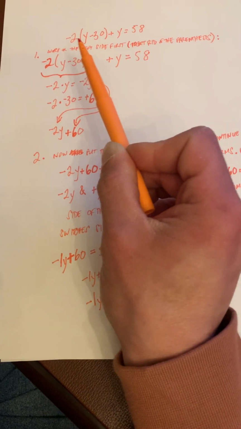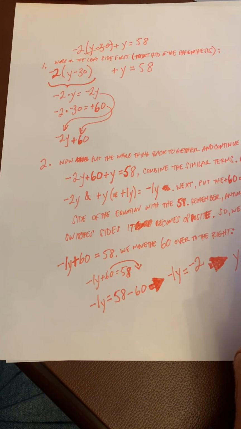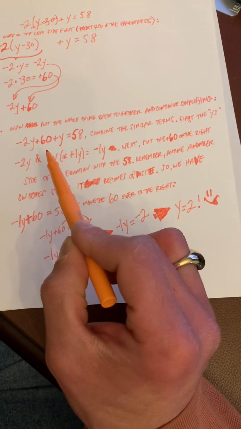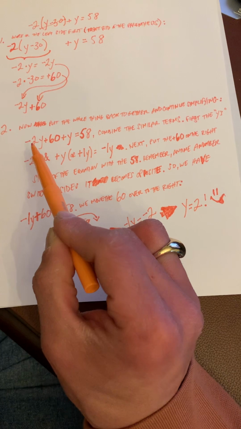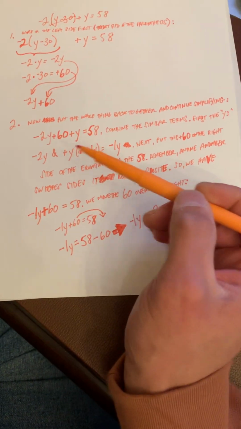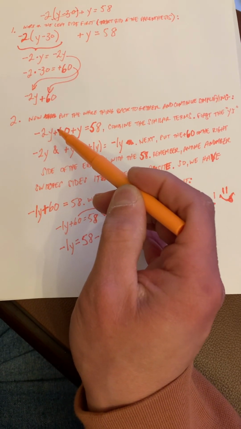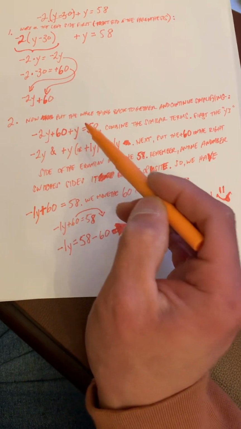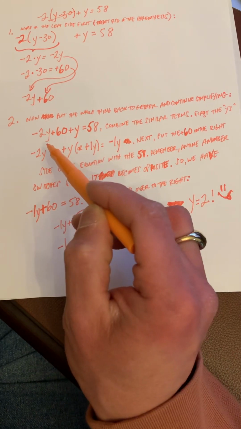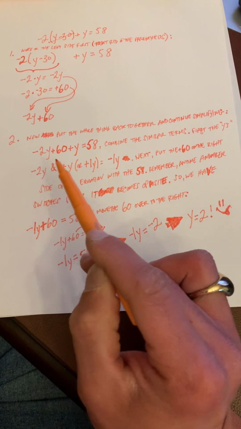So now we are done with that part, right? So now we got to put everything back together, and then we have to continue simplifying so we can eventually solve the problem. But we got to make everything simpler first. So negative 2y plus 60 plus y equals 58 is now the new problem. So we went from this problem to this problem.